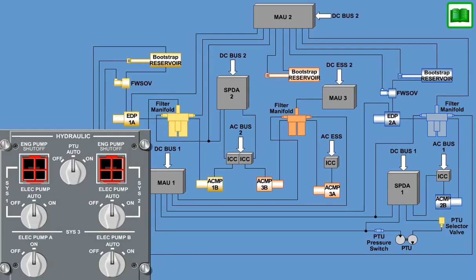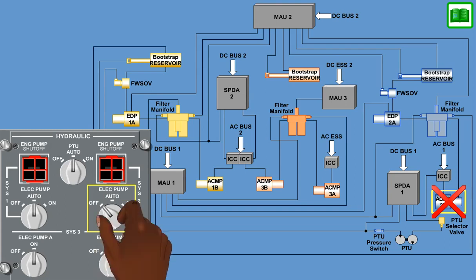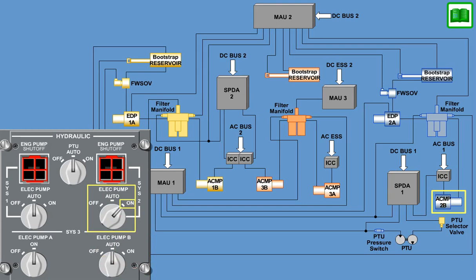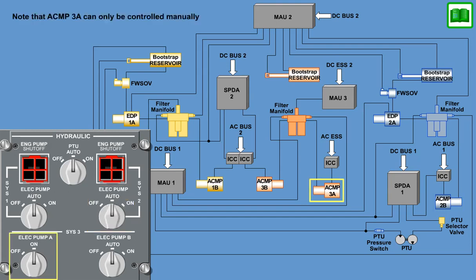Manual mode control is accomplished by the flight crew placing the respective ACMP cockpit control switch into either the on or off position. The ACMPs will be turned off when the ACMP cockpit switch is in neither the on nor auto position. Whenever the ACMP cockpit switch is placed into the on position, that ACMP will be commanded on regardless of the state of the auto mode control logic. Note that ACMP 3A can only be controlled manually. No auto mode exists.